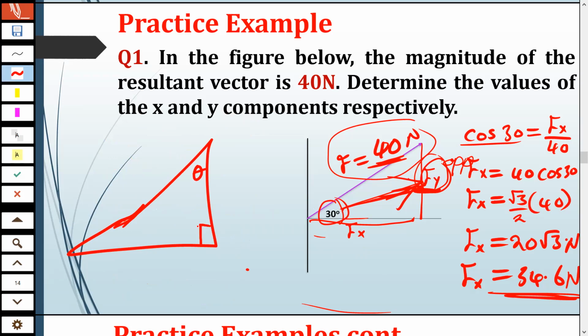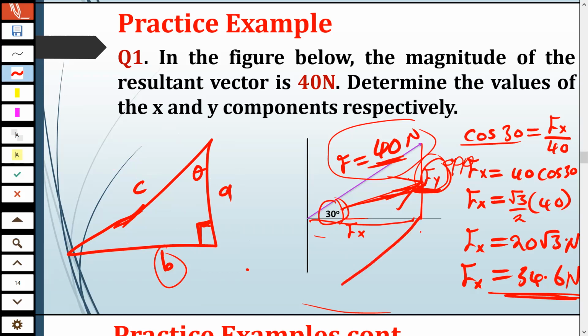This is my 90 degrees, and we have sides C, A, B. Which one is the opposite here? The opposite is B. Yes, the opposite is B. Then which one is the hypotenuse? C. Is C. Okay.